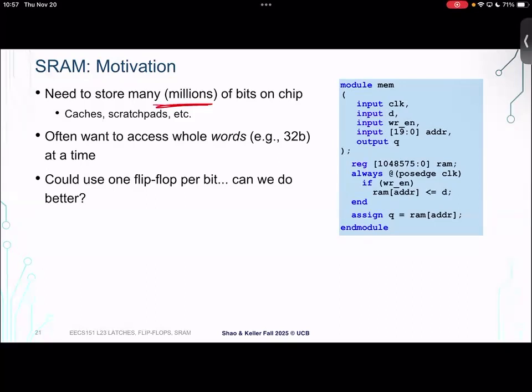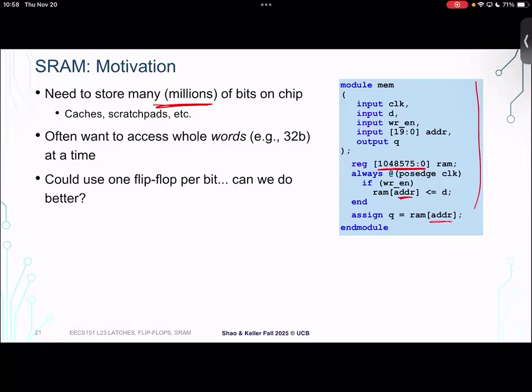So one option is to just draw it in Verilog like I've done here, right? So this is my memory module. I just have a 2 to the 20-bit register, right? And I say, okay, well, if write enable, write to it, and then otherwise read from it for whatever address we pick. This is valid Verilog. It's not going to get you very far if you try to actually build this thing.